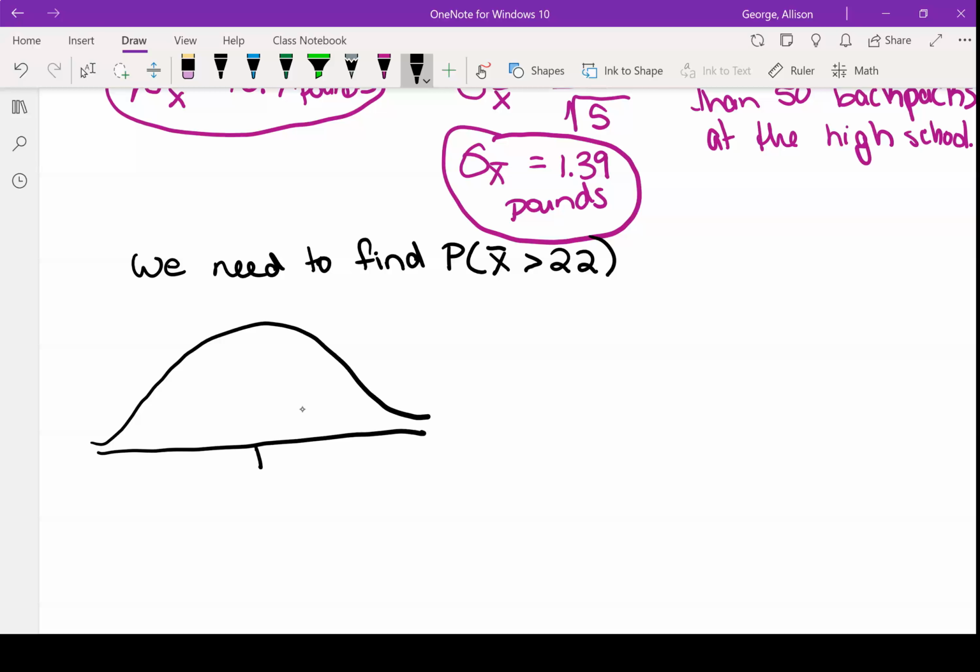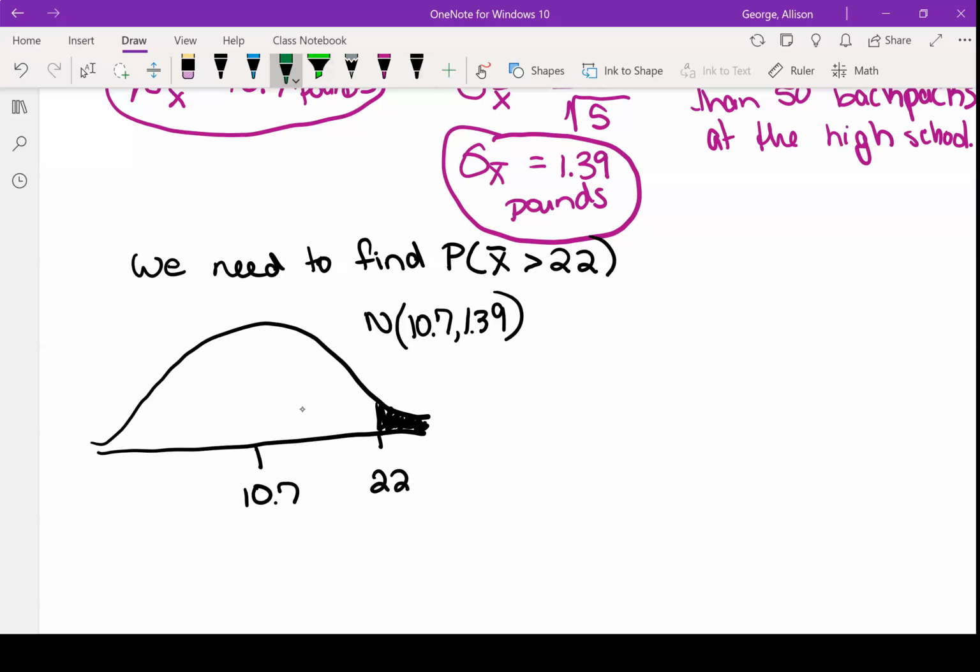All right, our mean was 10.7, so we need to label it. So mean 10.7 and then our standard deviation, which was 1.39. All right, we are looking for 22. So that is way over here on the number line, and we wanted it to be greater than 22 pounds. So we're shading this way.